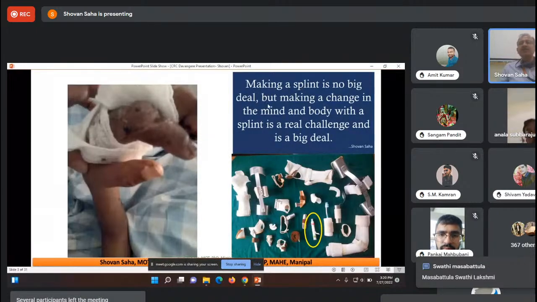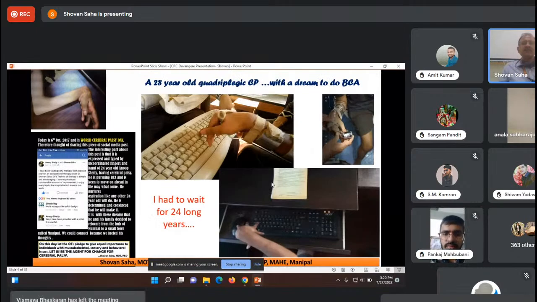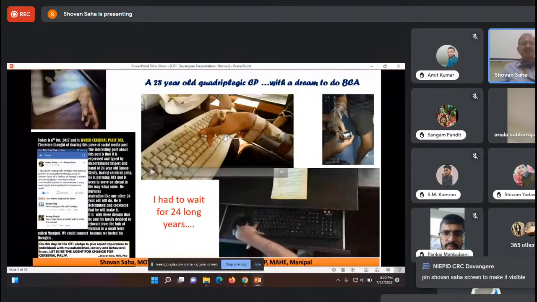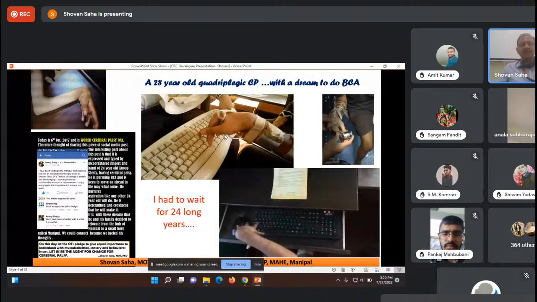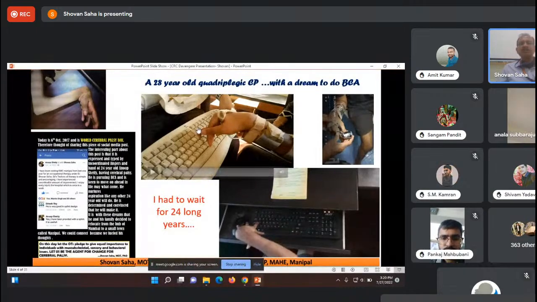Making a splint is no big deal, but making a change in the mind and body with a splint is a real challenge and is a big deal. This is the hand of a quadriplegic, cerebral palsy, okay? And this is his hand. This is how his hand was. When he came to us, he had a dream. His parents had a dream. Can my son do BCA, Bachelor's in Computer Application? When he came to us, he was around 22 years old and he wanted to type.